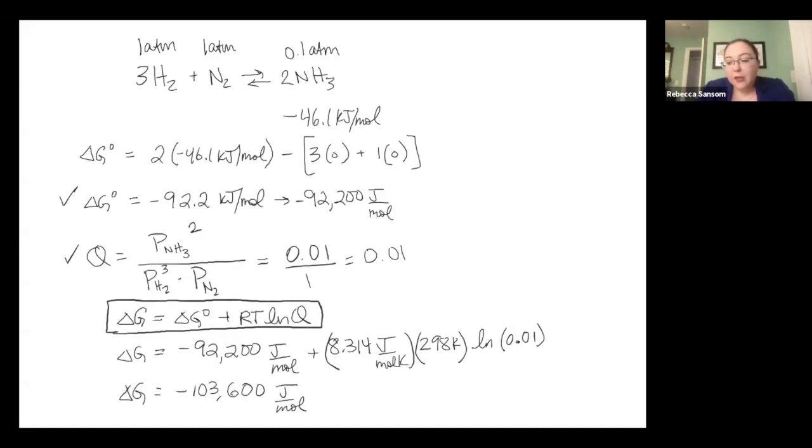And we also have some summary questions. The summary questions asked us about Q and delta G and how they are related. So conceptually, Q and delta G both do the same thing. They tell us about the direction of a spontaneous reaction.